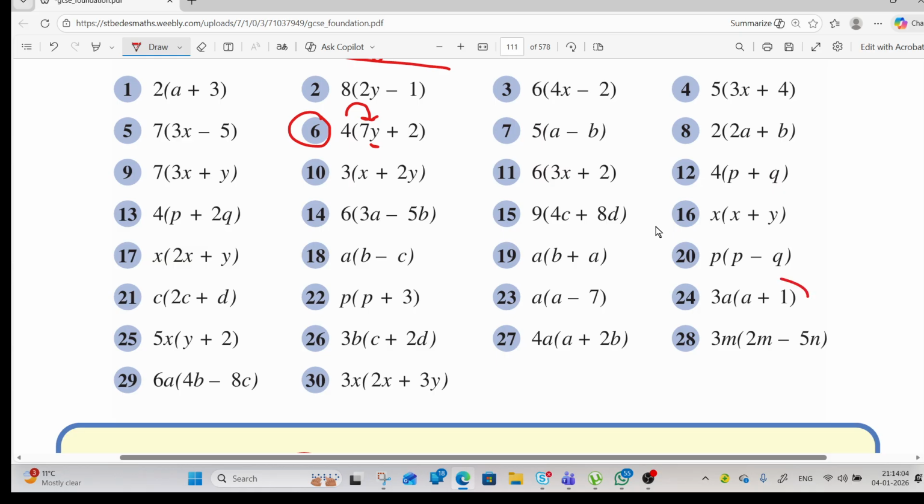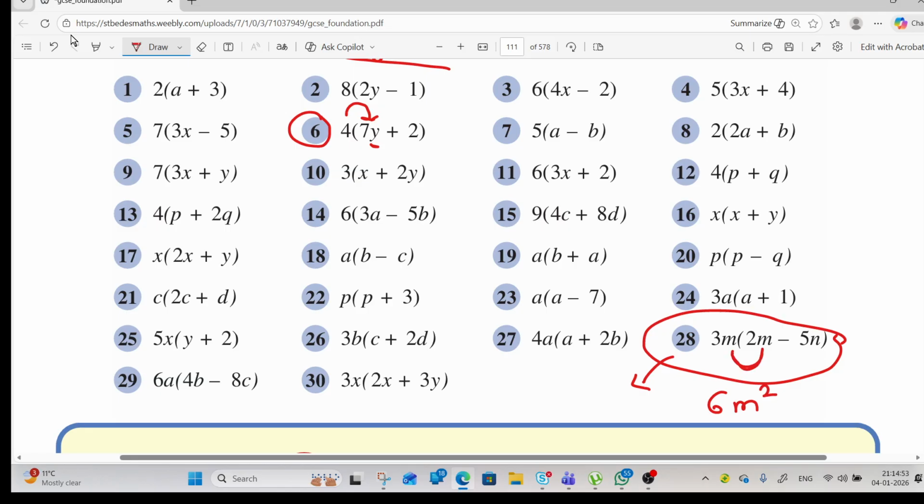Now try this. No, let's try 28. Question number 28. 3 times 2 is 6. 6m. There are two m's, right? Squared. Yes, squared.